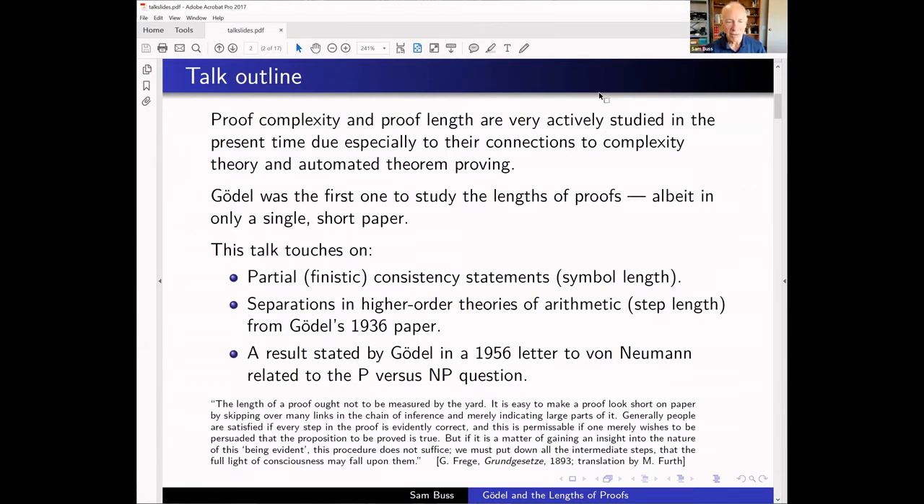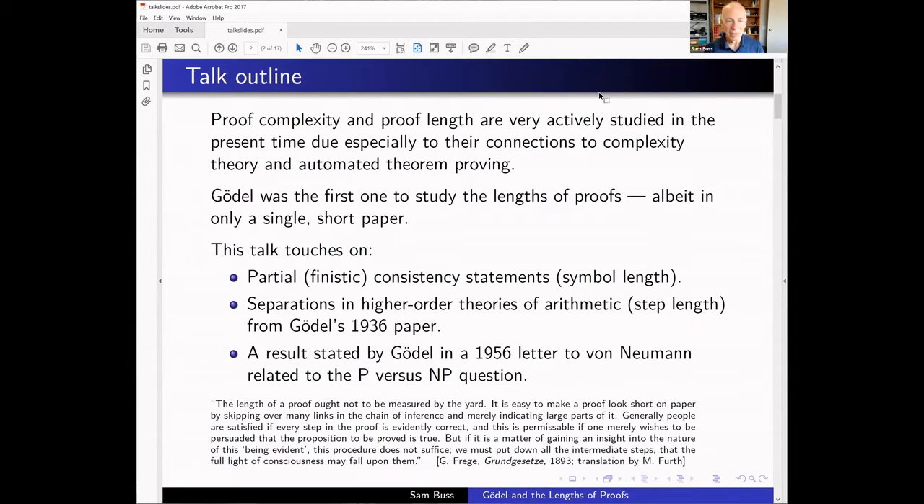I also want to talk about a comment on the lengths of proofs made by Gödel in a letter to von Neumann 20 years after that, very closely related to the P versus NP question. It was one of the first written records of people explicitly studying the question of whether P equals NP.